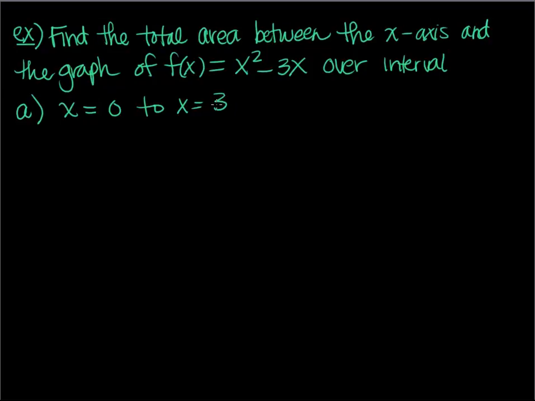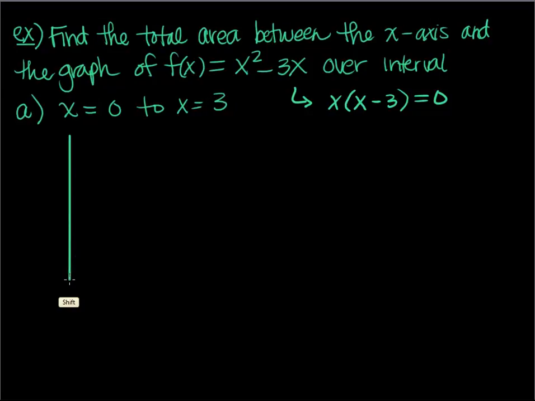First, I need to know what the graph of this function looks like, because I need to know whether this function is above or below the x-axis. That's going to be a big thing when you do these. Remember this is a parabola. One way to graph these if you don't have a graphing calculator is to look at the zeros. Where is this equal to 0? When x is 0 and when x is 3. So I'm going to graph this.